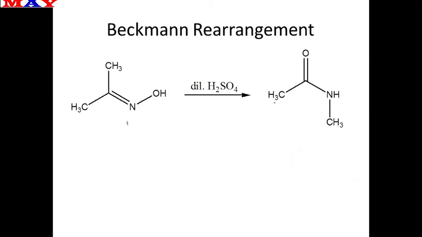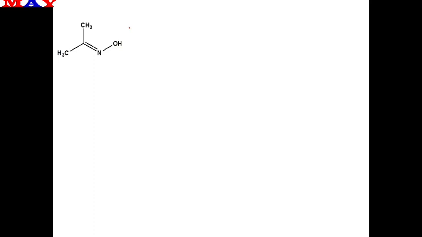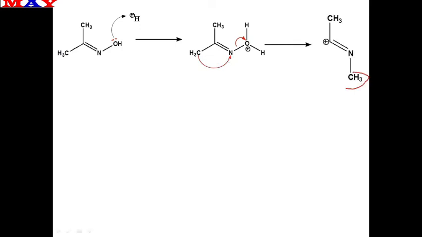Beckmann rearrangement. Formation of substituted amides from oximes in the presence of dilute acid is called Beckmann rearrangement. The mechanism in the presence of sulfuric acid: we have H plus ion, we give lone pair to H plus ion, we protonate our OH, this OH is lost from nitrogen. At the same time, methyl is migrating to this nitrogen with its electron. This migration leads to a product where methyl is now present on nitrogen.